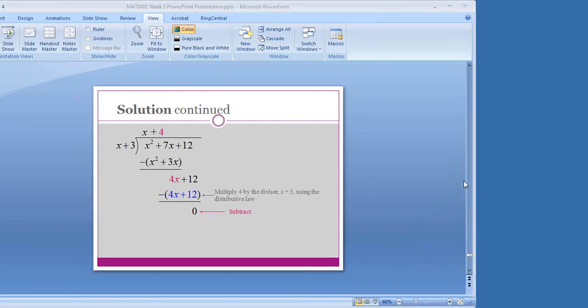First of all, I'm thinking to myself, what times x plus 3 will give me a first term of x squared? If I pick x, I'm going to get a first term of x squared, and then when I subtract, that first term will drop out. That's the key to the whole thing.